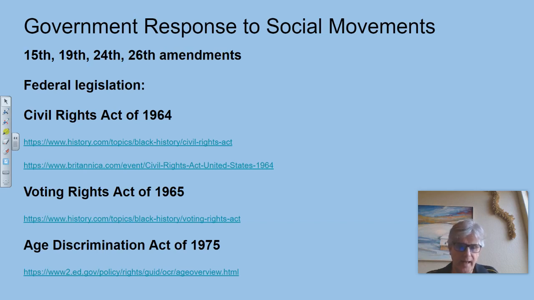The Age Discrimination Act did not allow discrimination based on age in programs or activities that get federal funding. It does not include employment cases, because employment cases are handled by the Equal Employment Opportunity Commission. But it basically said that any discrimination based on age was not allowed if the group, school, or place gets federal funding. We're going to talk about Title IX in the next slide. So this is the government response to social movements.